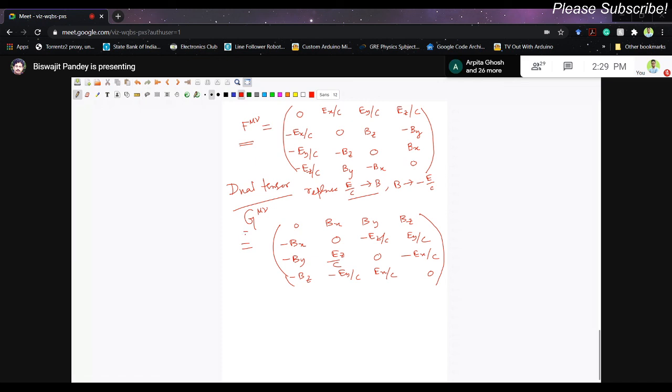Well, so we are now in the process of writing down all the equations of electrodynamics in terms of this field tensor. That is our goal, because we are working in 4 dimensions in special relativity.